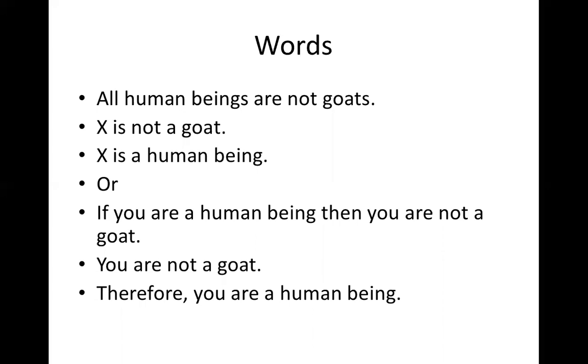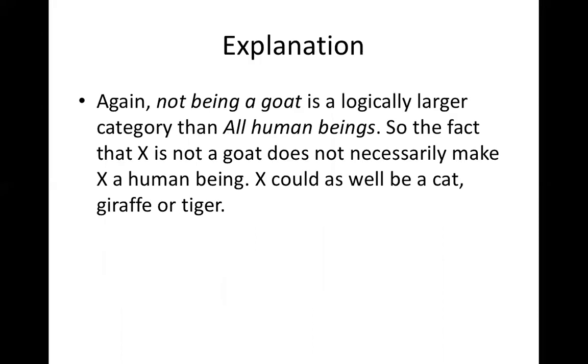So that's why we say that any argument that affirms the consequent is invalid. An argument that affirms the consequent can never be valid once you are able to determine that it affirms the consequent. So again, not being a goat is a logically larger category than all human beings. I told you that the consequent is usually a larger category than the antecedent. So the fact that X is not a goat does not necessarily make X a human being. X could as well be a cat or a tiger.